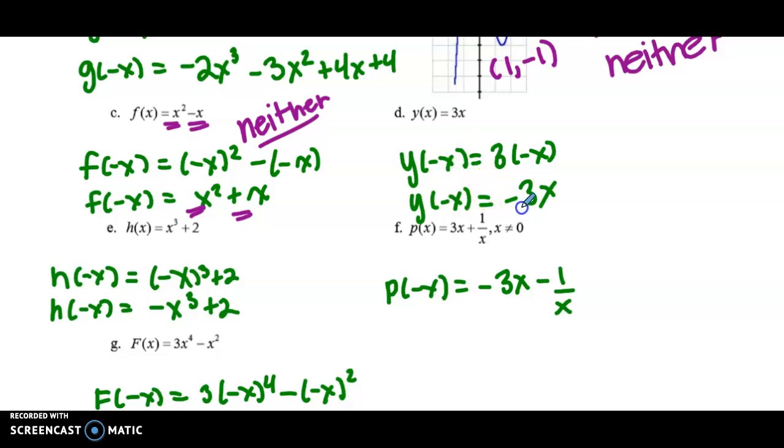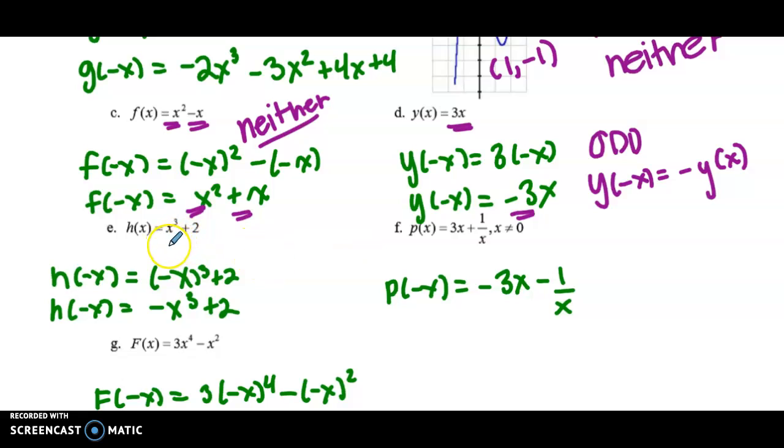This one right here, we plugged in -x. You should have gotten -3x back out. Those are the opposite signs. So this one is going to be odd, but make sure you state it using the correct symbols here: y of -x is equal to -y of x. And remember what that's saying is, when I plugged in -x, every single sign changed. It's basically like multiplying it by -1.